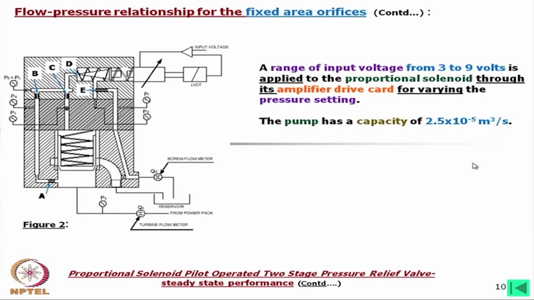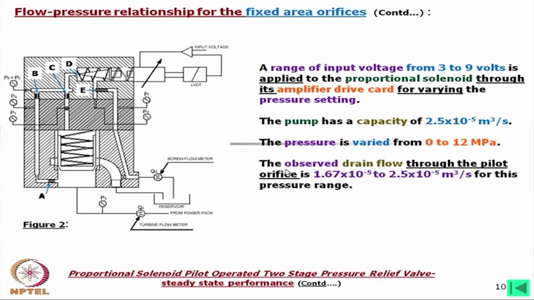This is also not very high, because ultimately we blocked this one, and through this we just measured the flow through this path, no flow through this path. The pressure is varied from 0 to 12 megapascal, and we observe the drain flow through the pilot orifice. Here it was 1.67 × 10^-5 to 2.5 × 10^-5 meter cube per second for this pressure range.